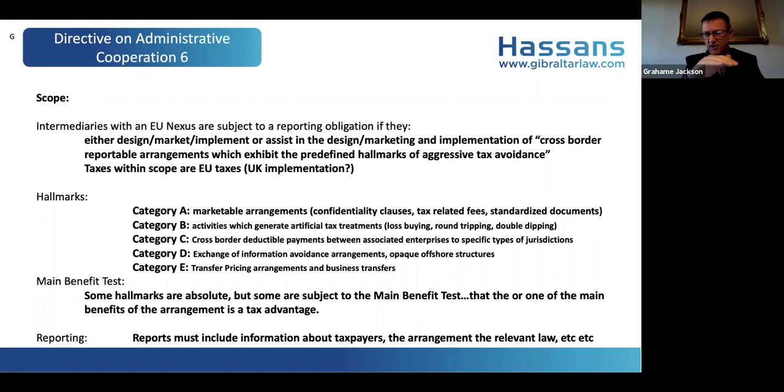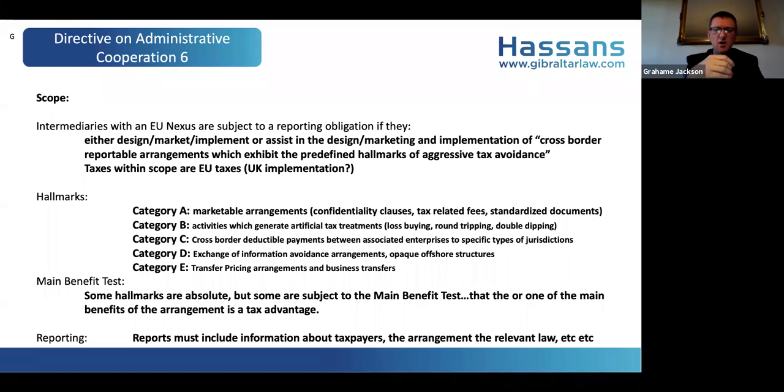Certainly none of the CRS related hallmarks have any main benefit test or even a sort of a sub main benefit test. With the transfer pricing rules, transfer pricing arrangements test category E, the guidance seems to indicate that they would be looking for normal commercial behavior. So that's almost like a main benefit test.